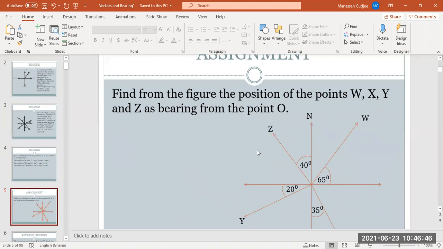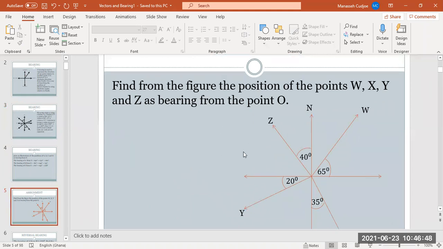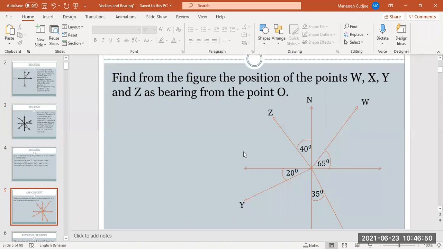You can pause this video and try to explore the bearing of W, X, Y, and Z from the starting point. You can start by thinking about the bearing of W from O. You face north and measure up to this line. If this is 65, then you know that this angle will be 25. So the bearing of W from O will be 025 degrees.